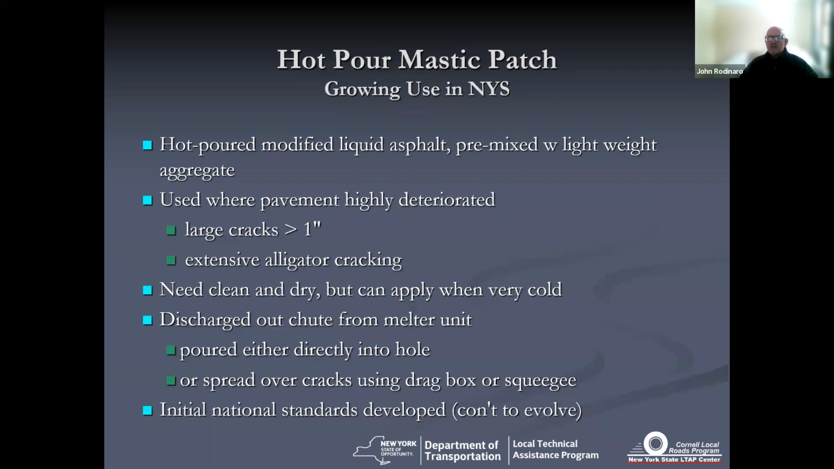Some initial standards have been developed by ASTM. They still typically refer back to the manufacturer's technical specifications, but they're continuing to evolve, and I expect to see much more comprehensive standards in the future.